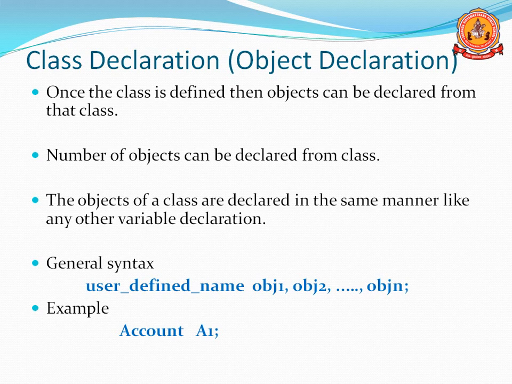If you want to create an object, we have to use the same. The general syntax is the user defined name, meaning the class name. First you should give the class name, then a space. After the space we can give n number of objects: object 1, comma, object 2, comma, object 3, like that, dot dot dot, then object n. The number of objects is based on your program, and you can create n number of objects.